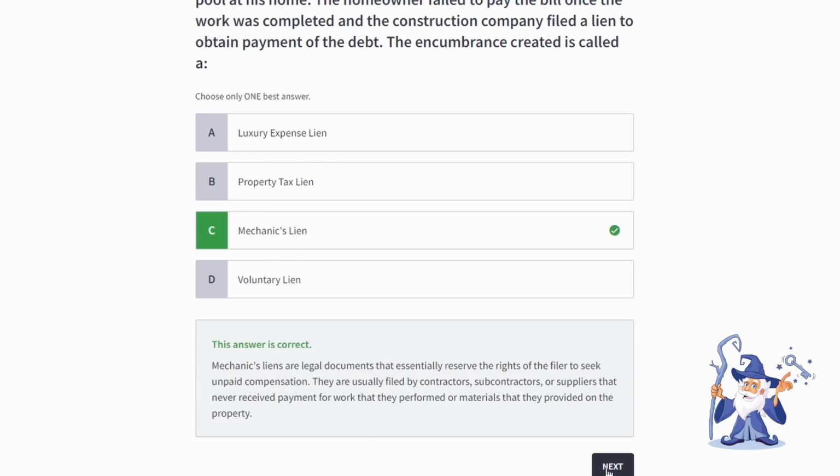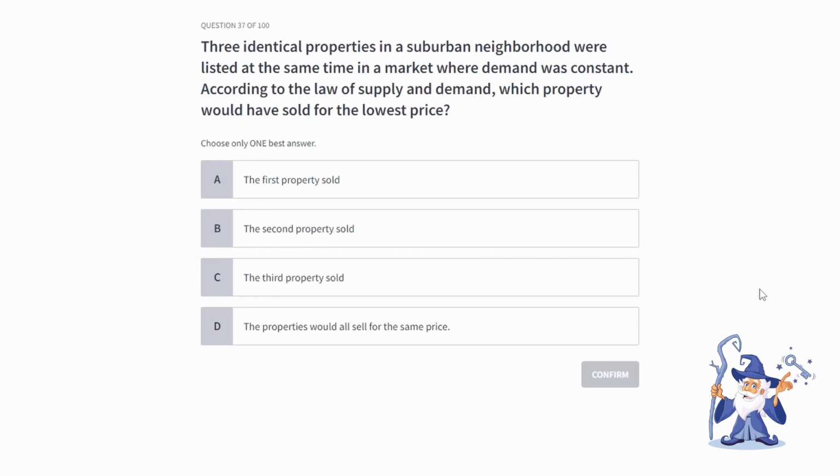All right, next one. Question 37. 3 identical properties in a suburban neighborhood were listed at the same time in a market where demand was constant. According to the law of supply and demand, which property would have sold for the lowest price? And it gives us 4 options. A, the first property sold. B, the second property sold. C, the third property sold. Or D, the properties would all sell for the same price. Okay, so go ahead and think this one over. I'm really curious about the results on this one, so think it over.